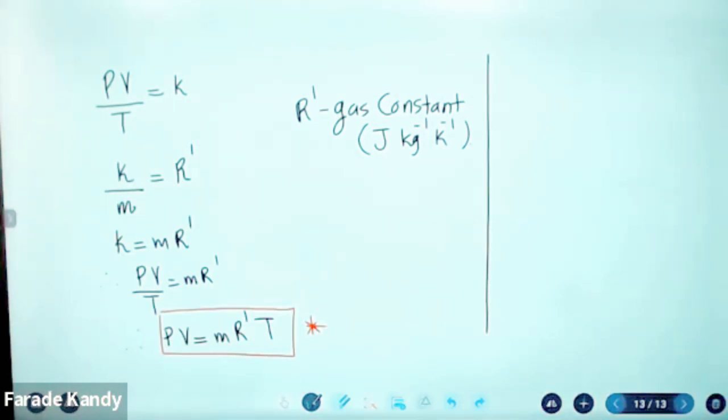Constant per mass. Constant K per mass is defined as the gas constant. The gas constant. For different gases, we will have different gas constants.